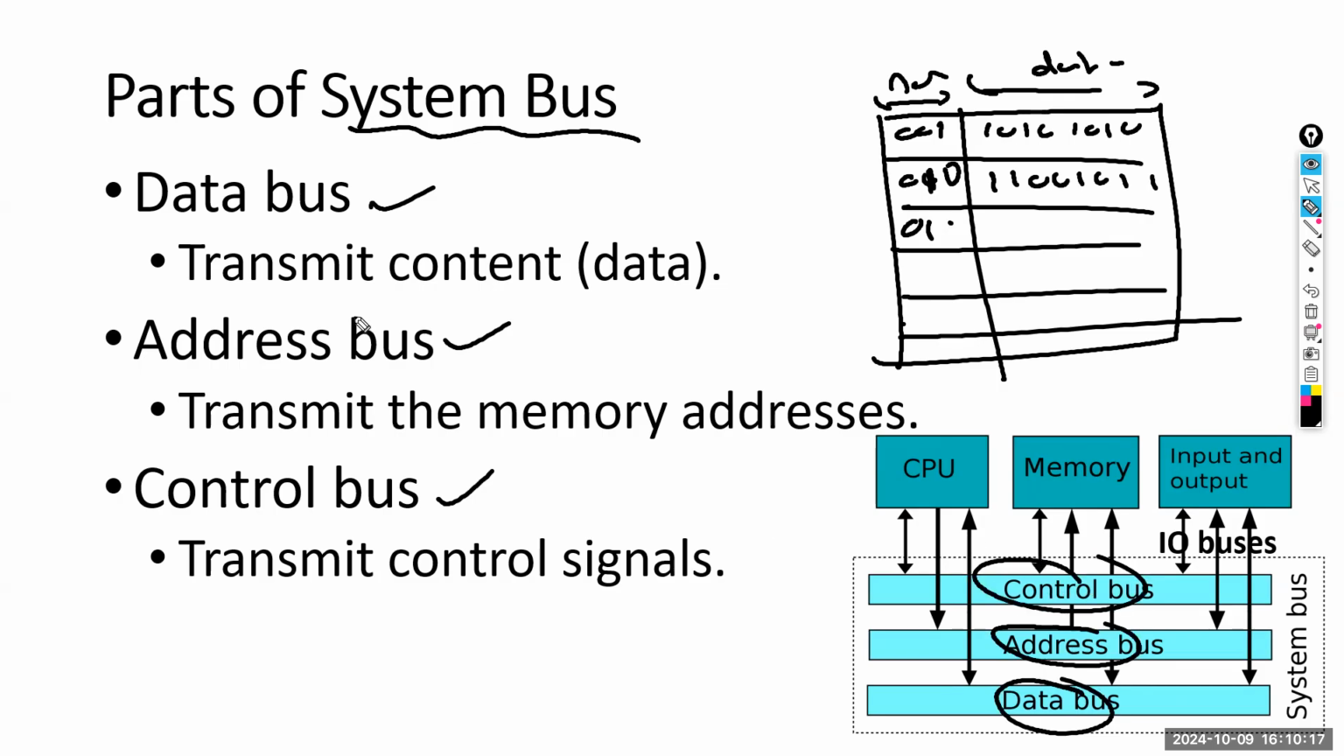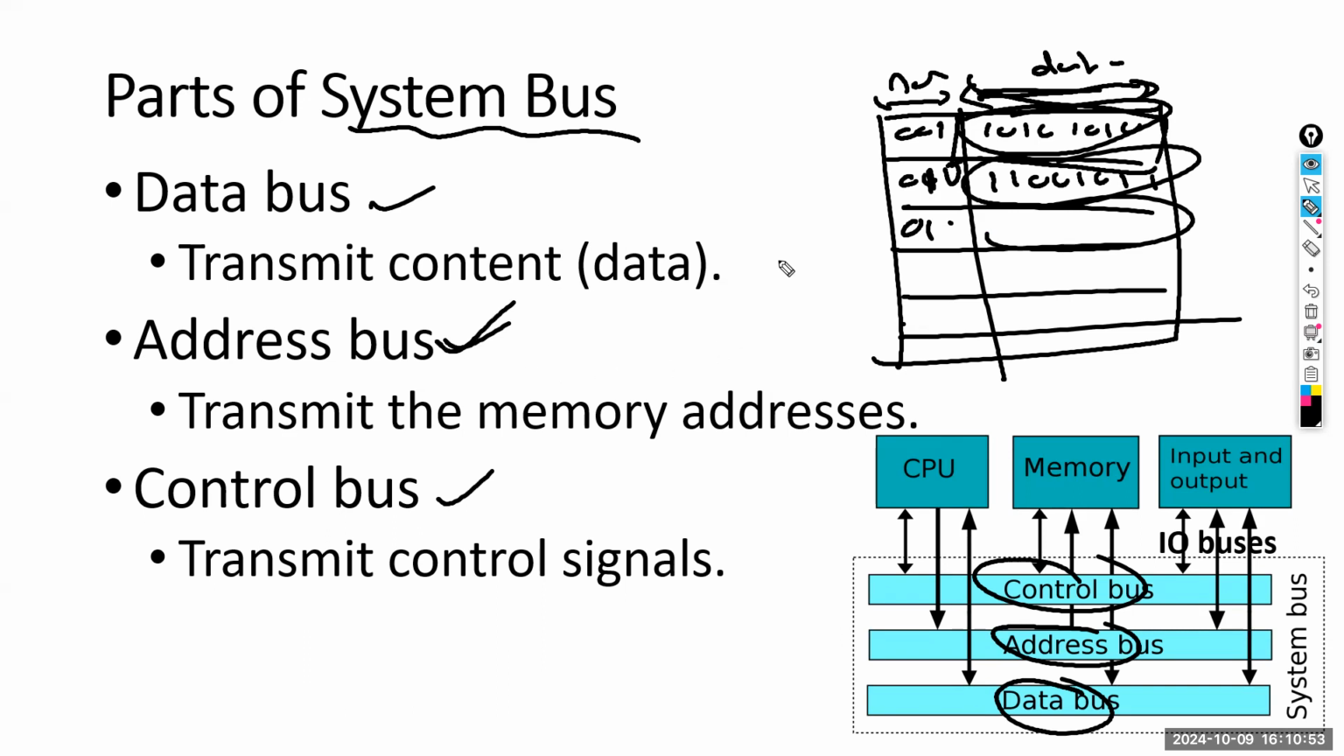So what is the data bus? The data bus takes these contents to and from. If each memory address can have 1 byte of data, then the data bus width is also 1 byte, so that in one clock cycle, the entire content can be transmitted. That is called the data bus, which is used to send the memory contents from memory to the processor and from the processor to the memory.